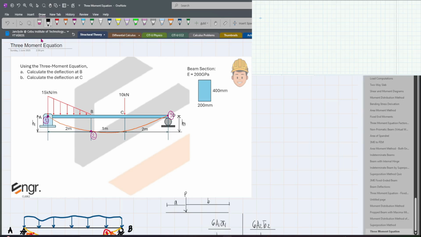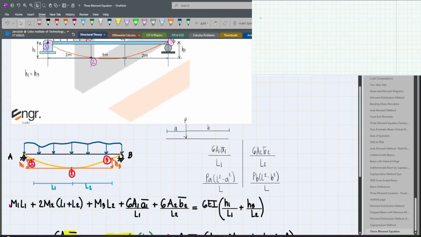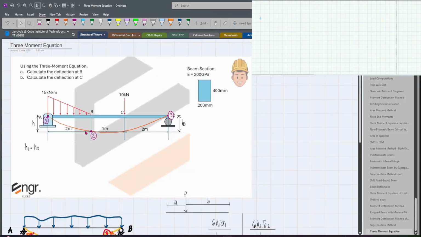So try to notice na H1 and H3 would be equal since point 1 and point 3 are along the same elevation. Nasa supports kasi sila. So our first assumption is H1 is equal to H3. Ayan. Now in the 3-moment equation, M1 and M3 are also 0 since they are located at the left end and the right end. Walang movement dyan. So, M1 equals 0. M3 is also equal to 0. So, yung need na lang natin i-compute would be M2 and also the 3 moment equation factors.